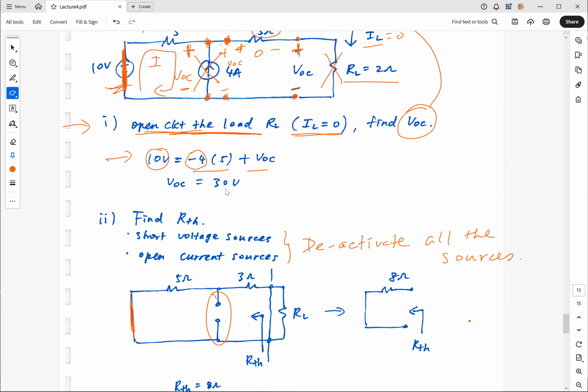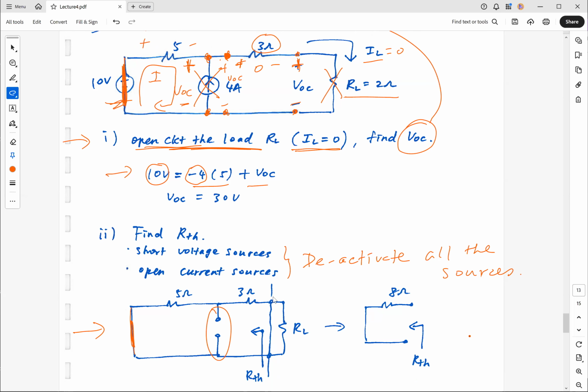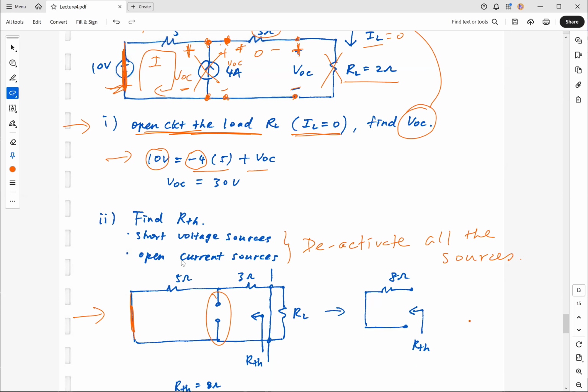Right, so if you look at this circuit here, it's basically the same. I have 5 ohm here, 3 ohm there, and this is my RL. So what is RTH? The definition of RTH is that I want you to imagine that you're this resistor RL. It's like you're standing right here, and you look all around you, in all directions, top, bottom, right, and left, and you want to capture all the things that you see.